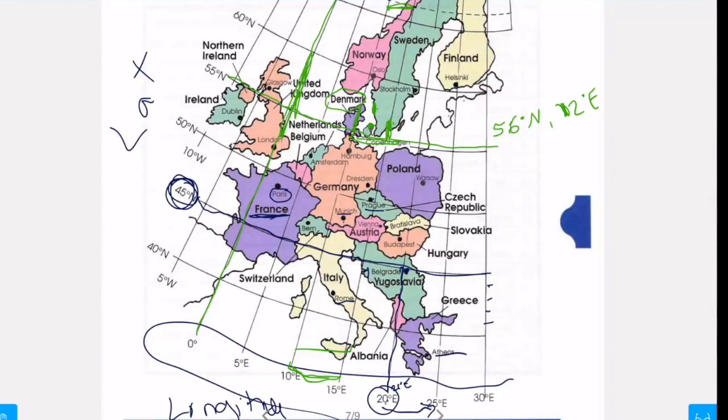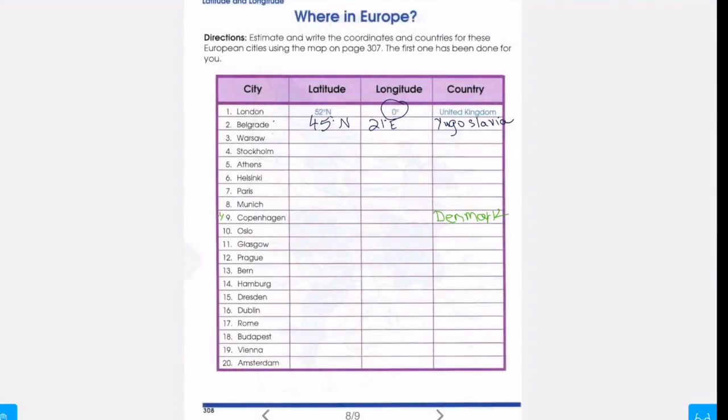So over on my page, I'm going to put 56 north, 12 east. 56 degrees north, 12 degrees east.